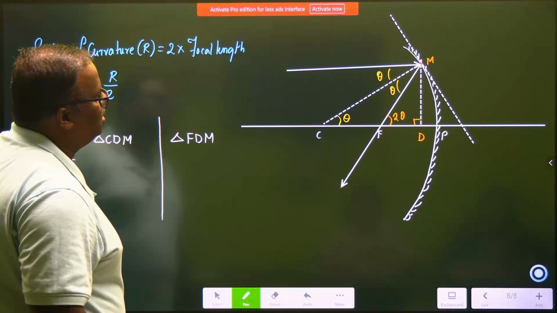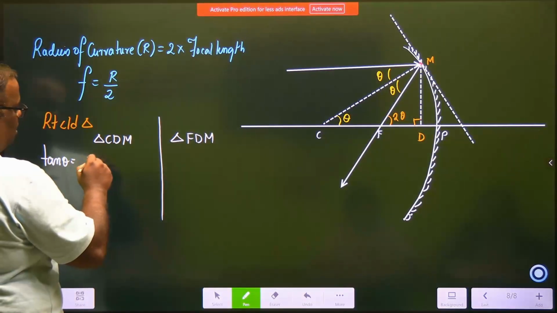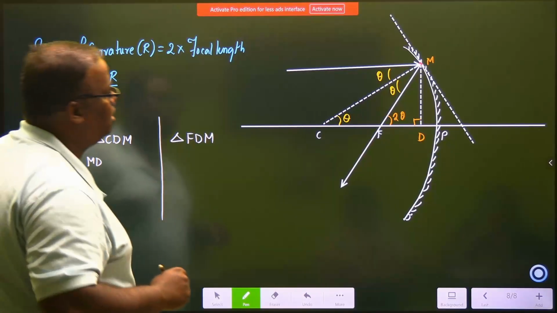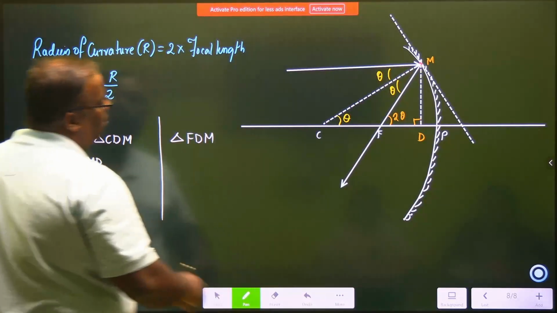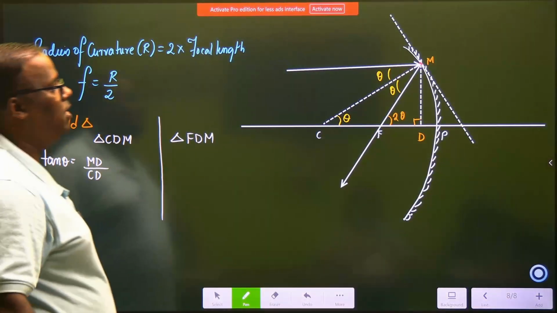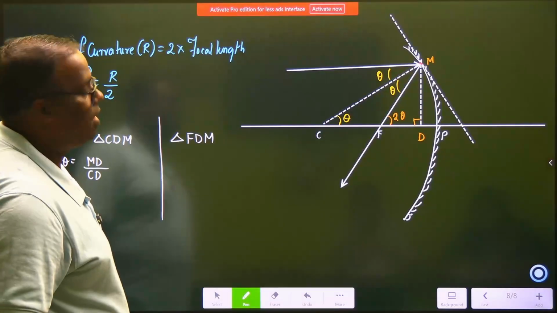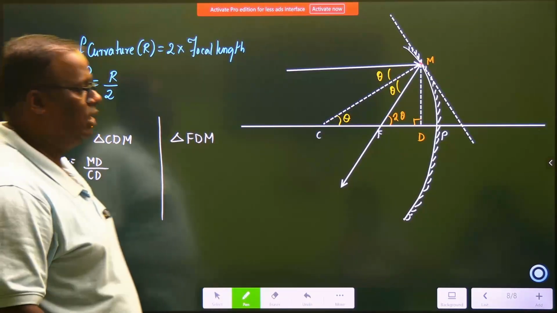It will be MD, right? And it will be CD. MD by CD. Okay, right. Now here we have a small thing which you have to understand.